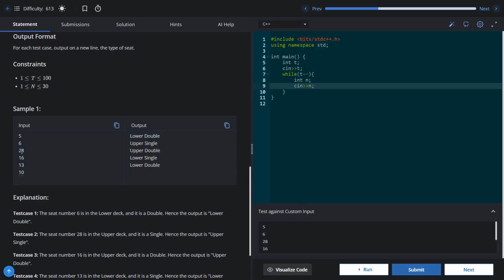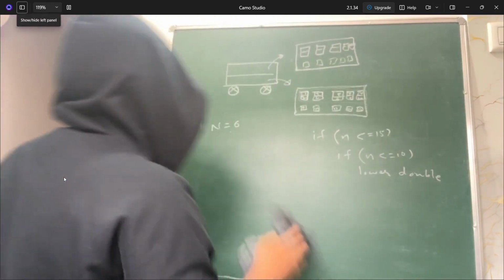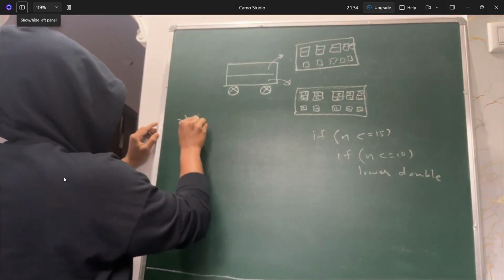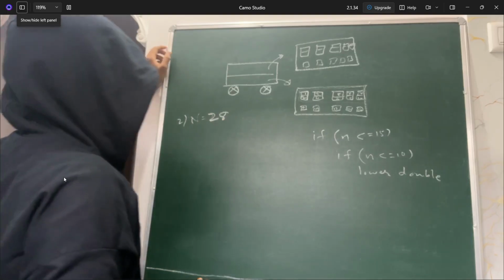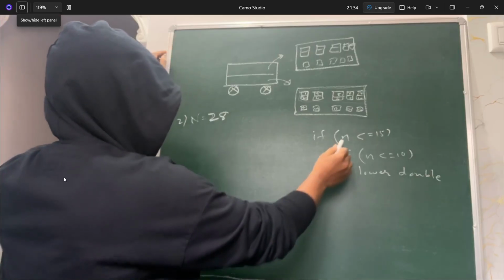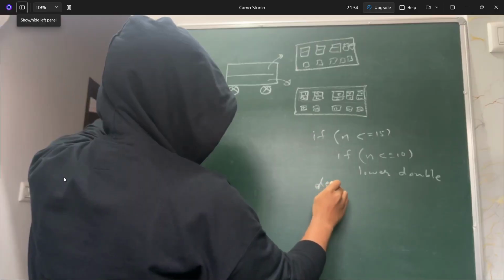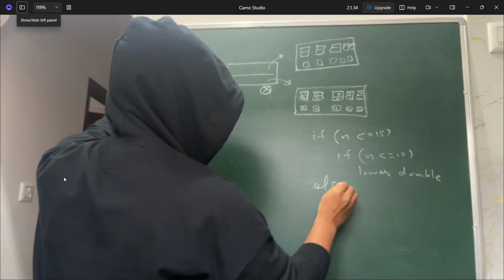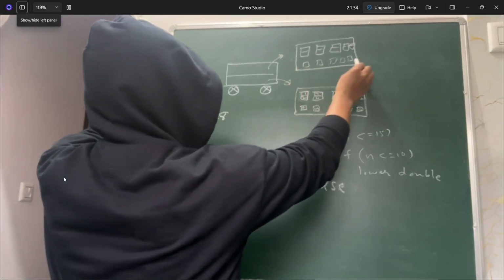Now let's consider 28. The second n they have given is 28. First you'll have to check the condition: if n is less than or equal to 15, it is not. So you'll have to go to the else condition. When you go to else, it means it is upper, since n is not less than or equal to 15.